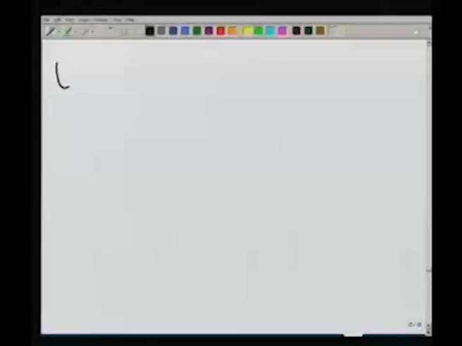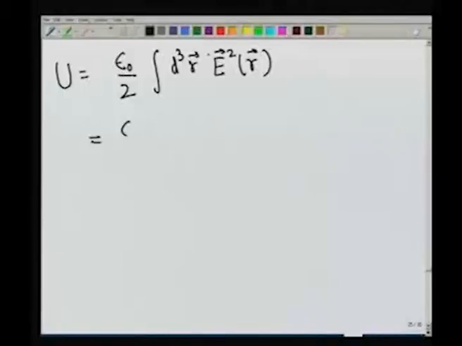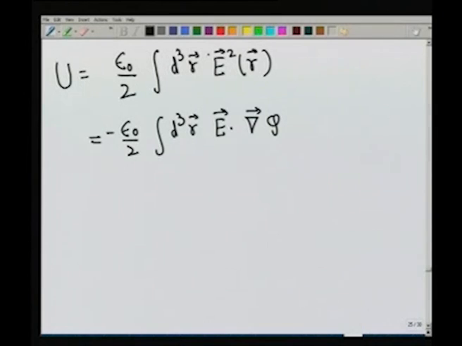Now, what indeed is the total energy? My total energy, we all know, is nothing but epsilon naught by 2 integral d cubed r E squared of r. So, I am going to essentially mimic all the steps that I did when I derived the expression for the potential energy, interaction energy or the total energy. So, what we shall do is to write this as epsilon naught by 2 integral d cubed r E dot gradient phi. So, I have to put a minus sign.